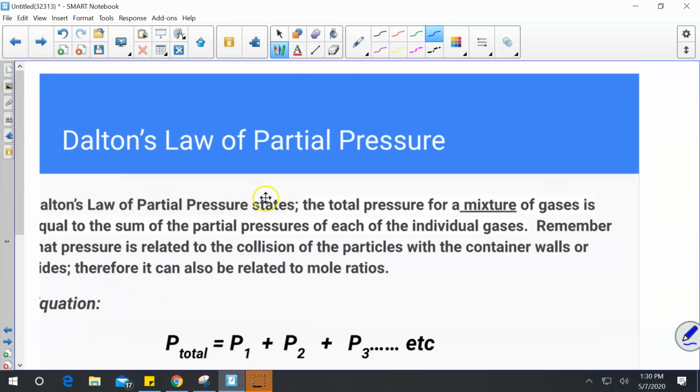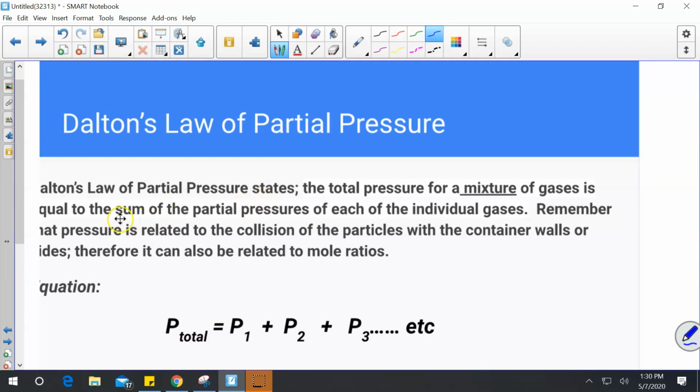Now, the last one that I'm going to cover on here is Dalton's law of partial pressures. And it states that the total pressure for a mixture of gases is equal to the sum of the partial pressures of each of the individual gases. So we're saying the total pressure of all of the gases just equals the pressure of the individual gases. And then we could have more than 3 in there. I just did 3 and said etc.